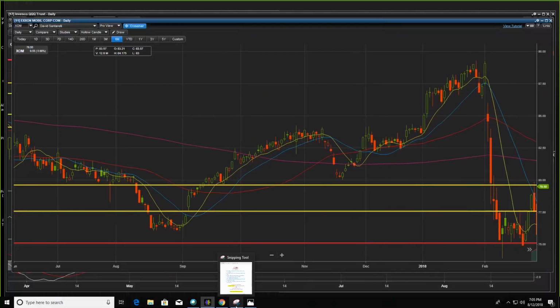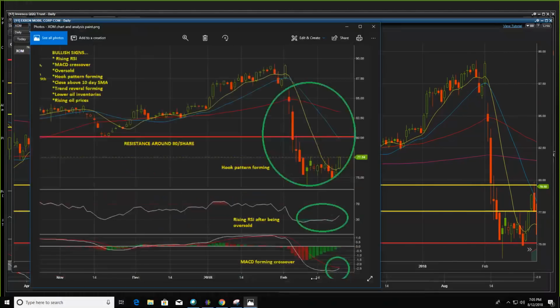She immediately got back up to from 77.54. As you see on this chart, I said resistance is around $80 a share. And this is before I knew anything. The chart on the left is the day I took this chart. There's no other candlesticks ahead of it. This is that day as it was going.